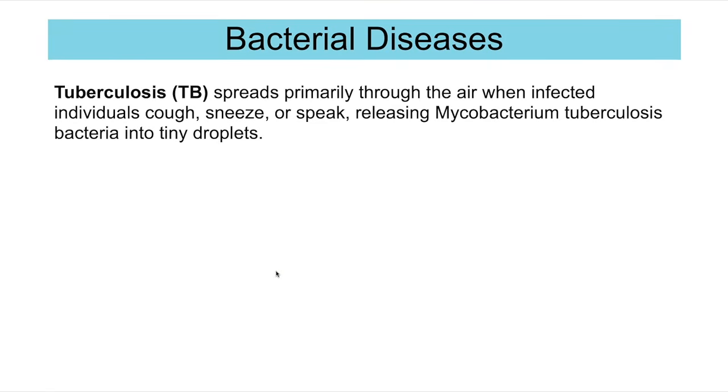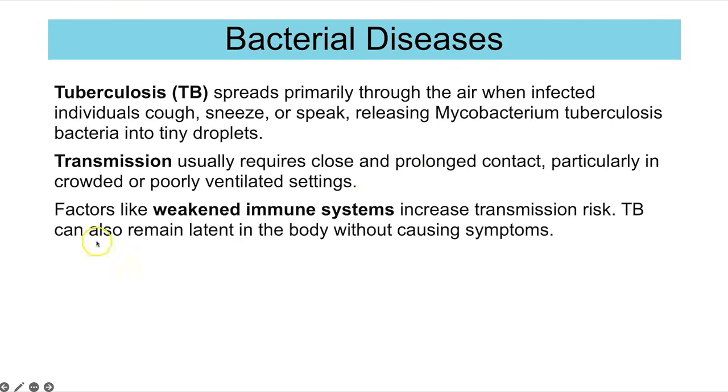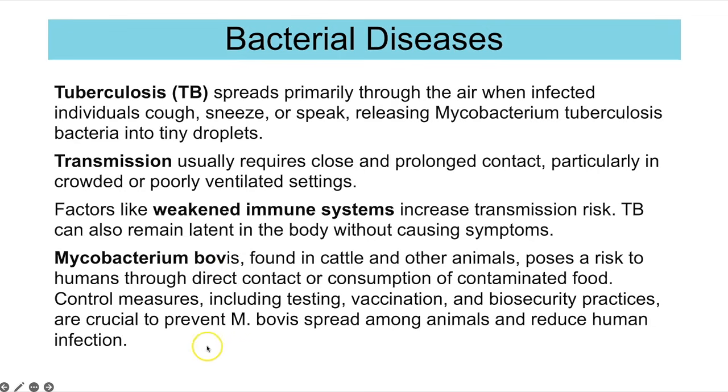Tuberculosis spreads mainly through the air when infected individuals cough, sneeze or speak, releasing the Mycobacterium tuberculosis bacteria in tiny droplets. Transmission usually requires close and prolonged contact, particularly in crowded or poorly ventilated settings. And factors like having a weakened immune system increase your risk of developing the symptoms, and therefore you're able to transmit the disease as well. So TB, tuberculosis, can also remain latent in the body without causing symptoms.